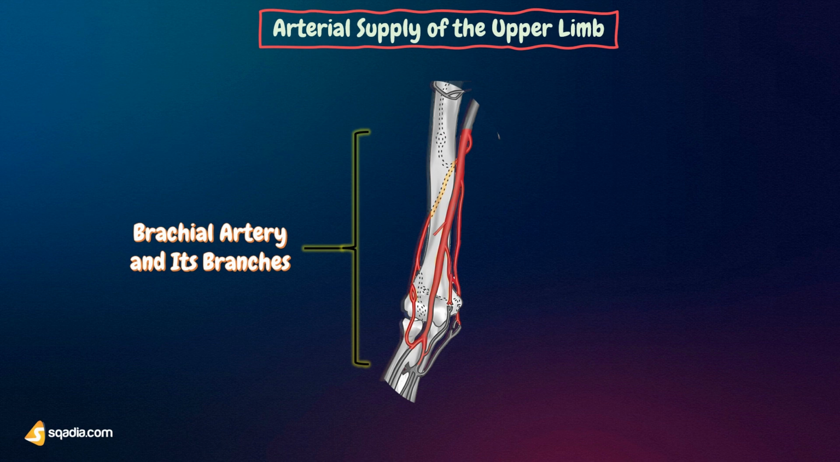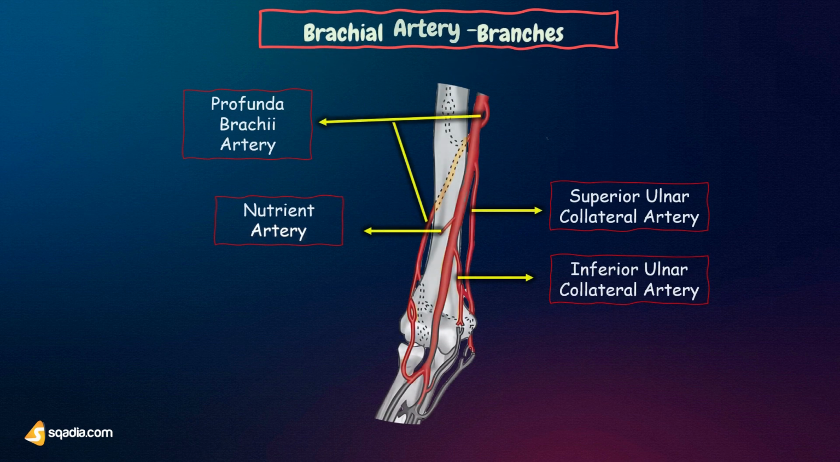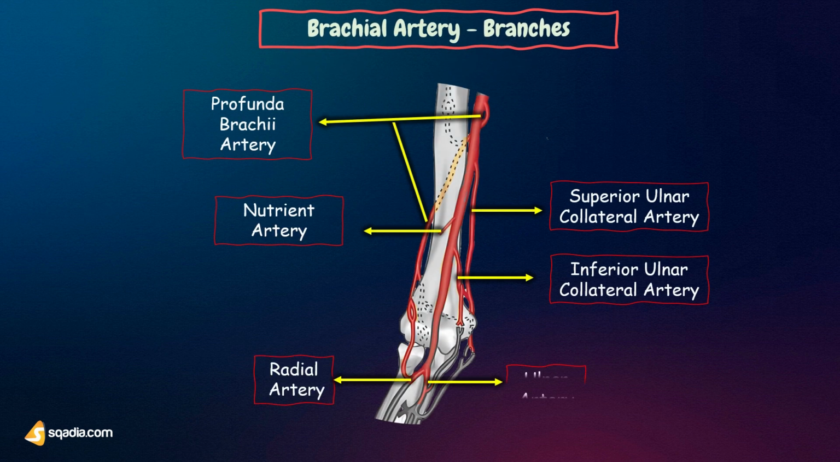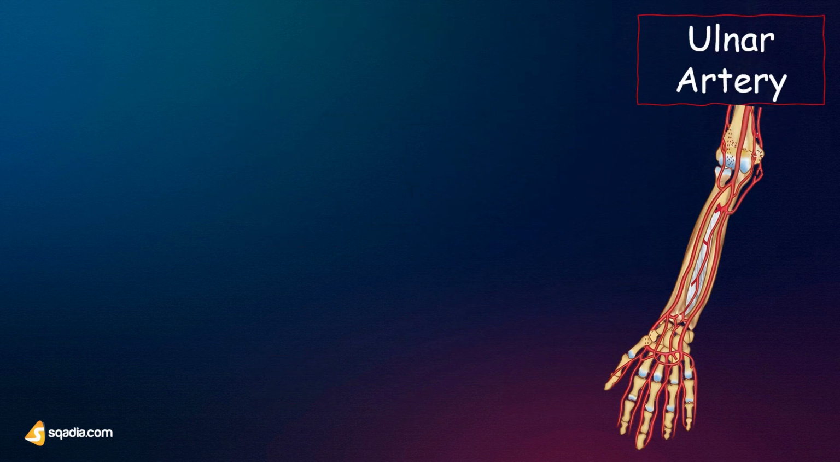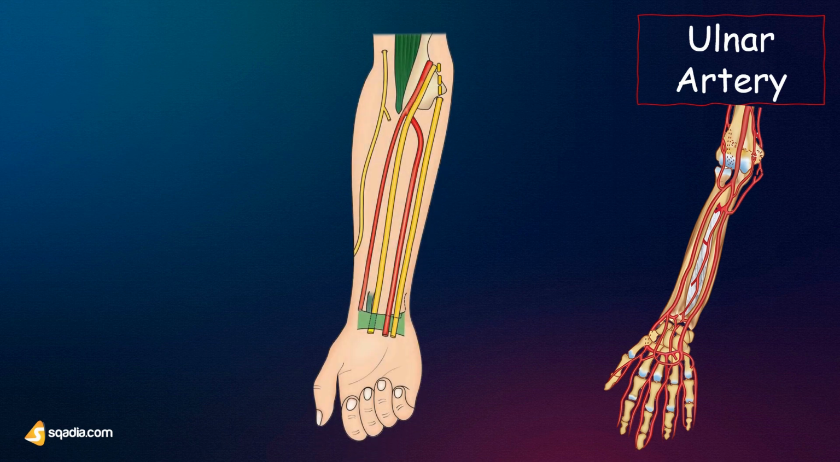Here you see the arterial supply of the upper limb. The 2 arteries in the anterior fascial compartment of the forearm are the ulnar and radial arteries. You may recall we studied the brachial artery of the arm in your previous lecture. The ulnar and radial arteries of the forearm are the terminal branches of the brachial artery of the arm, as you can see here. The ulnar artery is the larger of the 2 terminal branches of the brachial artery.